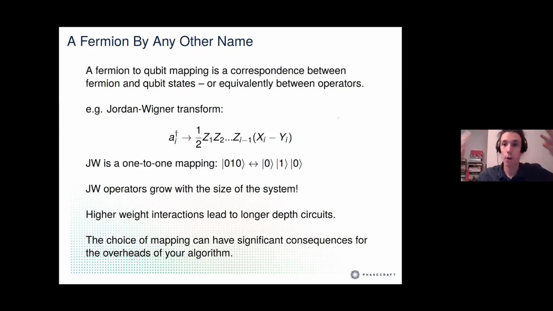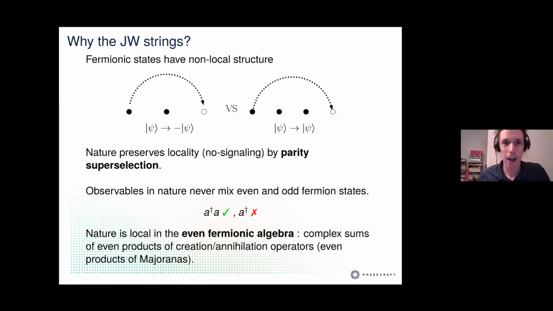If I wanted a unitary evolution under one of these long strings of Z's, then I need to decompose this unitary evolution into many 2-qubit gates. And so this means that the choice of your mapping can have significant consequences for the overheads of your algorithm. So why does the Jordan-Wigner transform have these long strings of Z's?